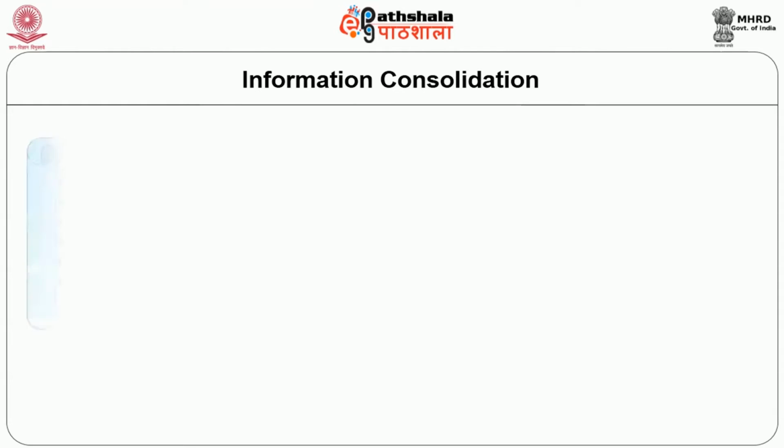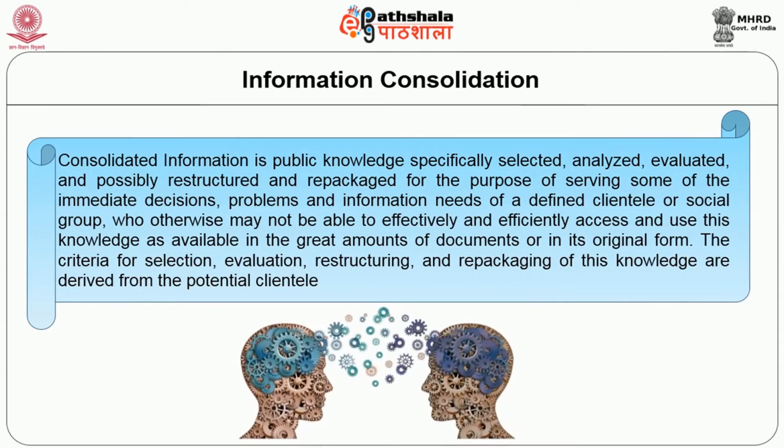Now, what is information consolidation? Consolidated information is public knowledge specifically selected, analyzed, evaluated and possibly restructured and repackaged for the purpose of serving the immediate decisions, problems and information needs of a defined clientele or social group who otherwise may not be able to effectively and efficiently access and use the knowledge as available in the great amount of documents or in its original form. The criteria for selection, evaluation, restructuring and repackaging of the knowledge are derived from the potential clients.